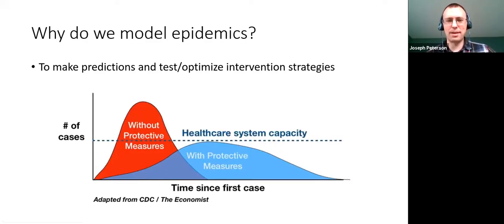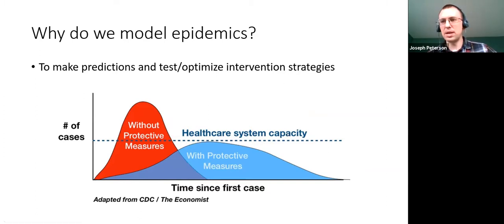And this graphic that I've shown here is this classic flattening the curve graphic that circulated in the early stages of the pandemic last year. And so it may be a bit nostalgic in some senses at this point. But what it does illustrate is this idea of the value of projections, the value of making predictions using models. So both of these curves here are projections into the future. The red curve represents the number of cases that we would have without protective measures, and the blue curve is what we get with protective measures. And we can see that the protective measures allow us to avoid overwhelming the capacity of the healthcare system.